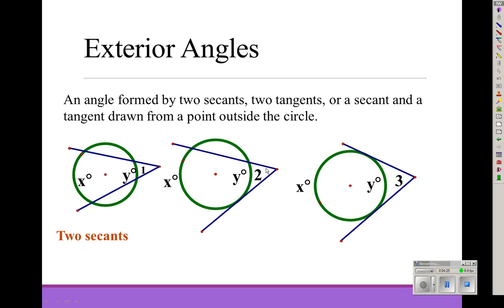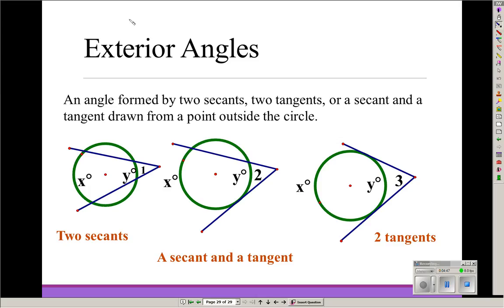You could have a secant and a tangent. Remember, a secant hits twice and a tangent touches the circle once. Or you could have two tangents. Each tangent hits the circle once. In all of these cases, the intersection is outside the circle.